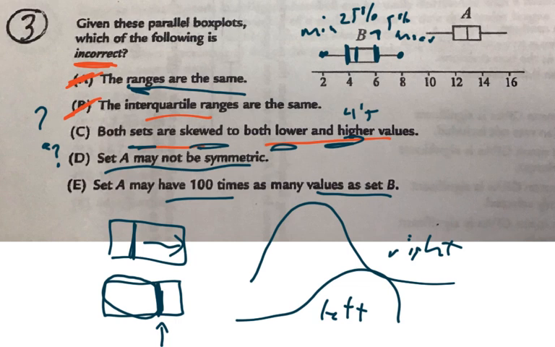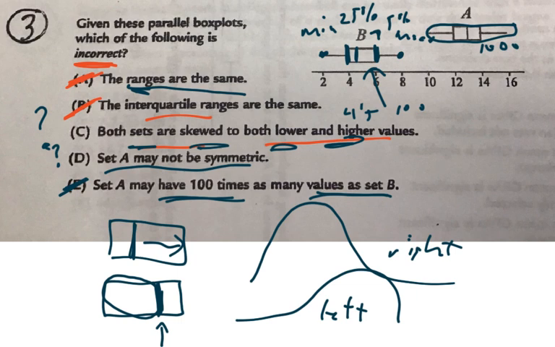So, could set A have 100 times as many values as set B? Yes. Set A could have literally 1,000 pieces of data calculated in there, whereas set B could have only 100. Again, you don't know how many data points are in there when you're just looking at the box plot. Hopefully you guys understand that. So, set A could be true.